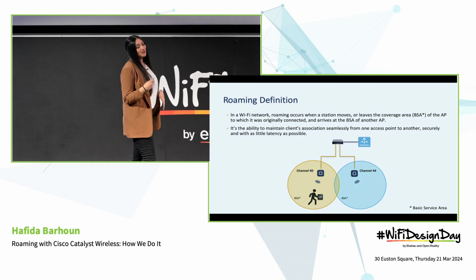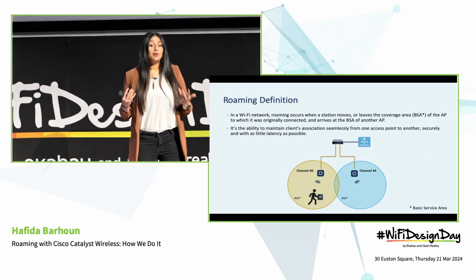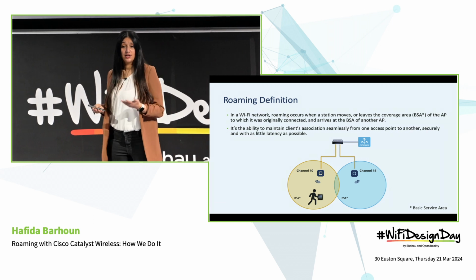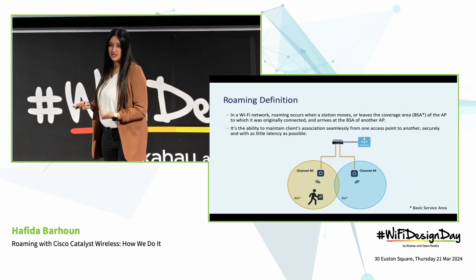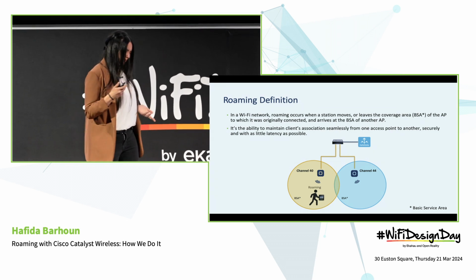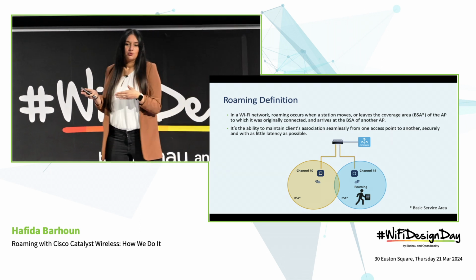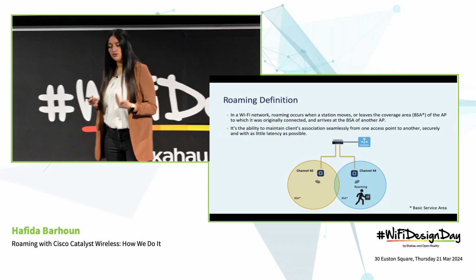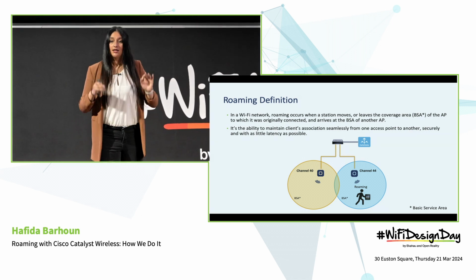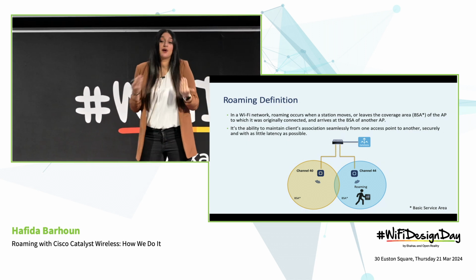So roaming, when we talk about roaming, what does that mean? Different than the definition of roaming in mobile networks, roaming in Wi-Fi occurs when a user and his device are moving from the coverage area, or what we call a BSA, basic service area, of one access point to which it's originally connected to the coverage area of a second access point, okay? More than just this movement from one AP to the other, it's the ability to maintain user association seamlessly, securely, and with as low as possible of latency, right? It has to be transparent for the end user.